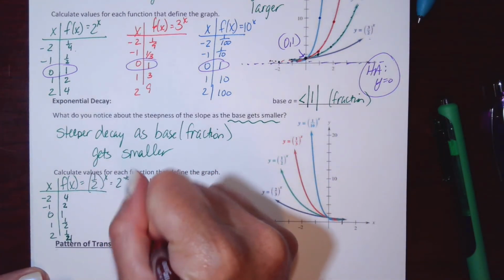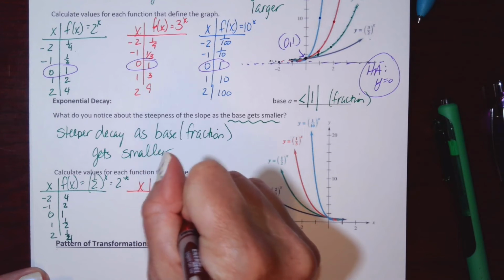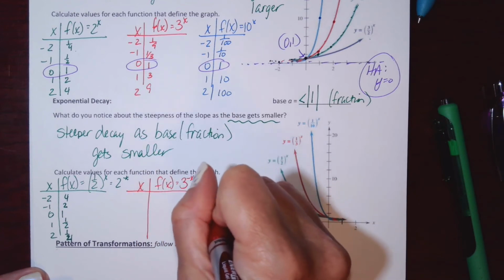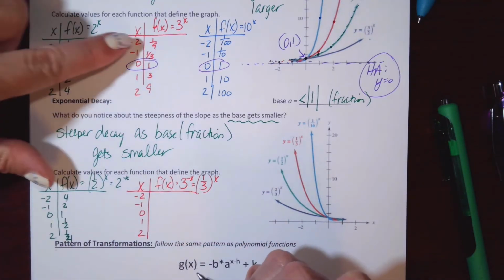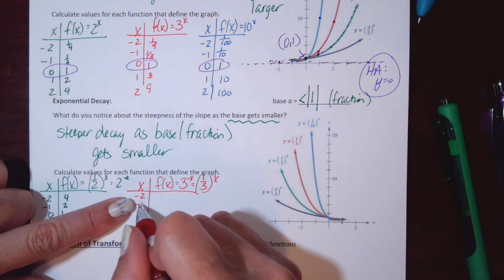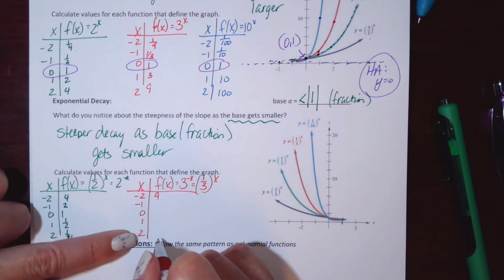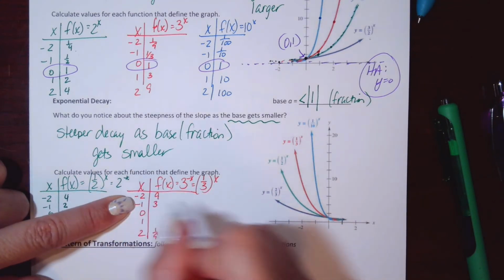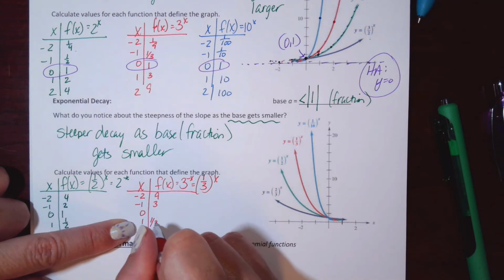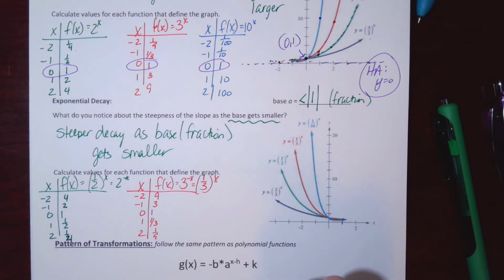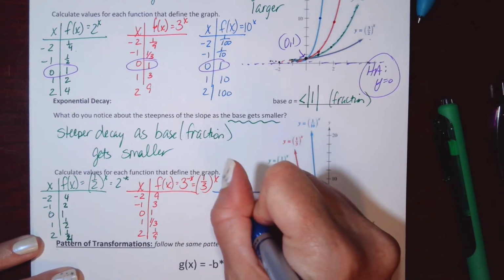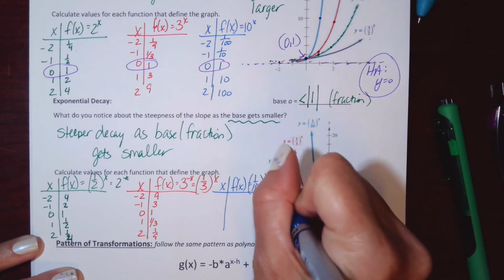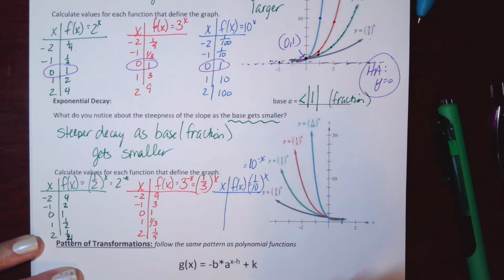My second one that we would look at, f of x equals 3 to the negative x, which is the same thing as 1/3 to the x. When I use those 5 values, it's going to reverse that order. Now, 1/3 to the negative 2 is 9, and 1/3 to the positive 2 is 1/9. 1/3 to the negative 1 is 3, and 1/3 to the positive 1 is 1/3. Anything to the 0 power is 1. And then finally, f of x equals 1/10 to the x, which is the same thing as 10 to the negative x.